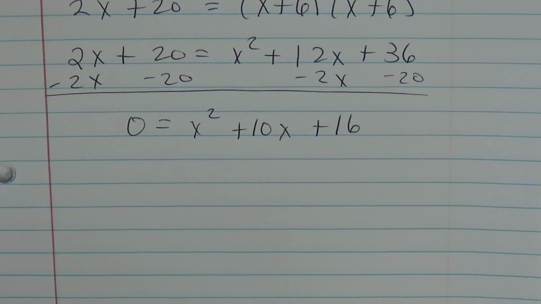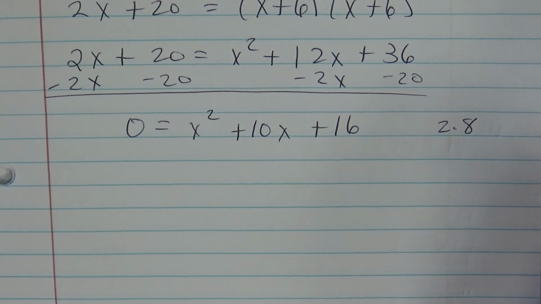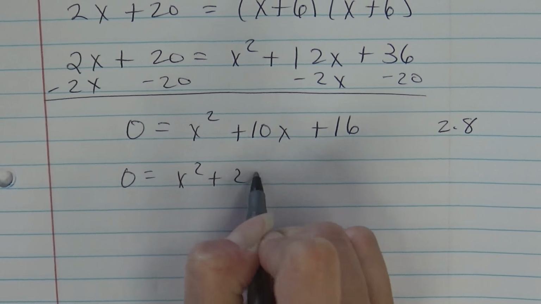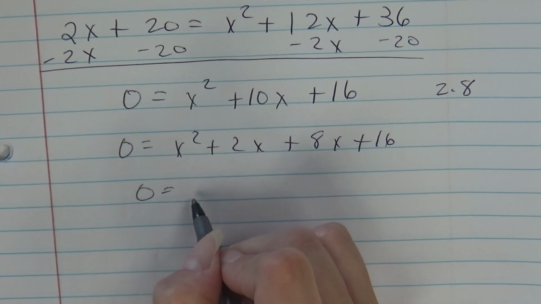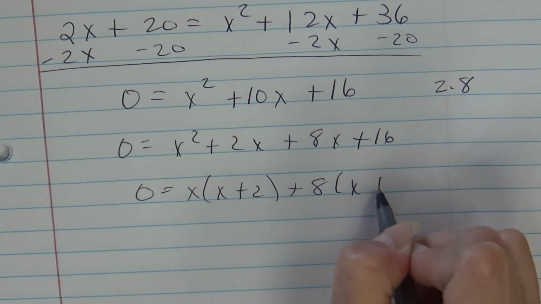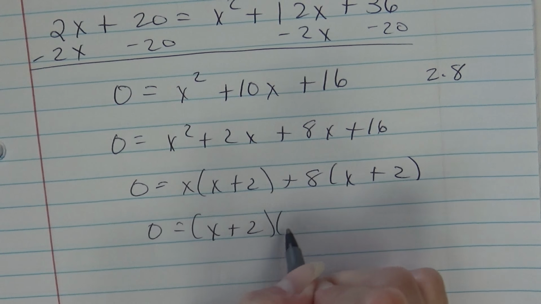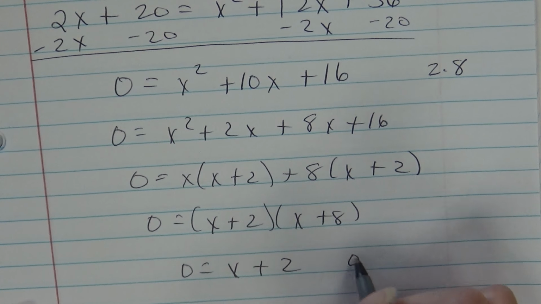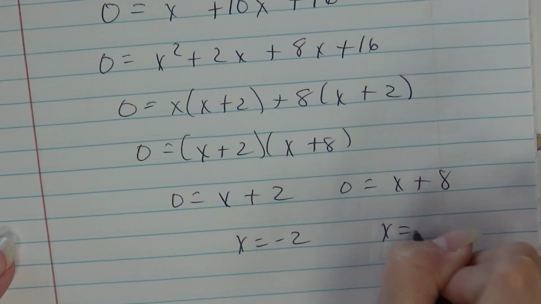So then I'm wondering, can I get this to factor? Well, factors of 16, I could do 2 times 8. That's going to give me 0 equals x squared plus 2x plus 8x plus 16. So that's going to be x times x plus 2, plus 8 times x plus 2. So 0 equals x plus 2 times x plus 8. So 0 equals x plus 2, or 0 equals x plus 8. X equals negative 2, x equals negative 8.